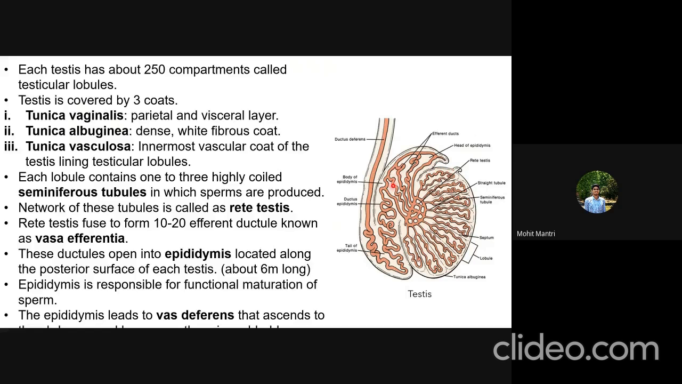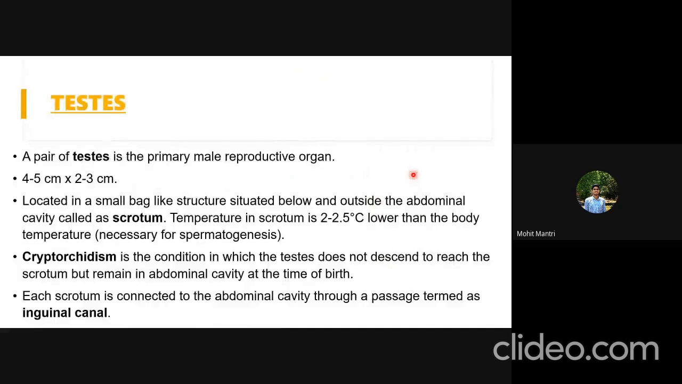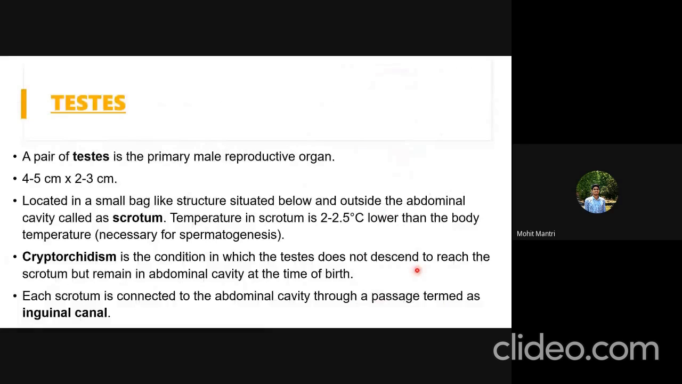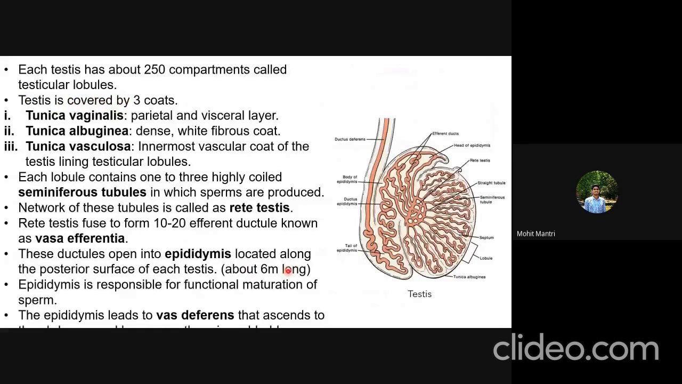So this is the posterior surface, and this forms the epididymis. Now, the epididymis is highly coiled in structure, although this diagram does not show it as highly coiled, to help us understand the region. But in reality they are highly coiled, as you can see here in this diagram, and they can reach up to 6 meters long, and this epididymis is responsible for functional maturation of sperm.